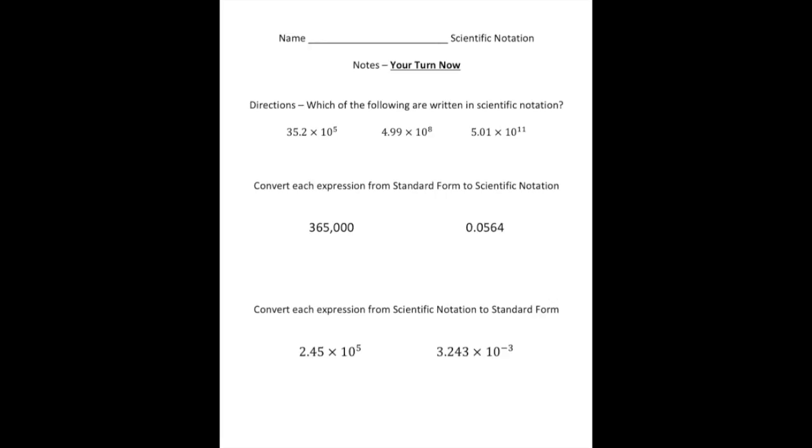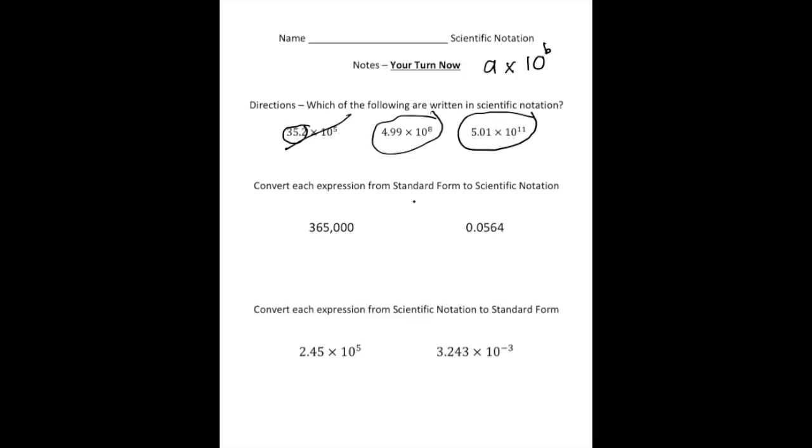All right, welcome back. Let's see how you did with these problems. Okay, so the first part, you had to identify which of these are written in scientific notation. And so remember, it's the A value times 10 to the B power. And remember, this A value has to be greater than or equal to 1, but less than 10. All right, so if you notice this first problem, 35.2 times 10 to the 5th, this right here doesn't work, right? So that is not written in scientific notation. The next one, 4.99 times 10 to the 8th is, and this one here also, 5.01 times 10 to the 11th also is written in scientific notation.